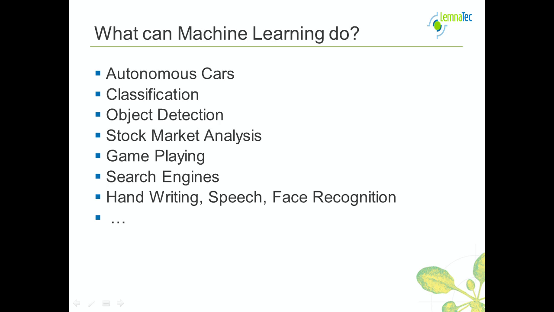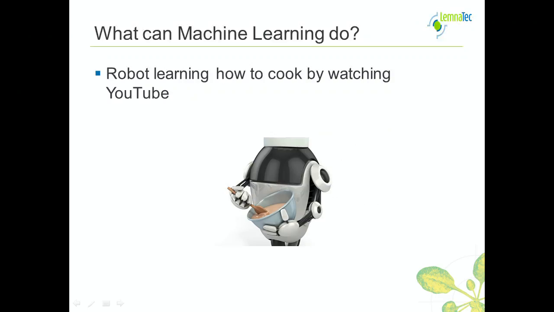Okay, how can machine learning help us? There are a lot of examples that, of course, everybody knows: game playing, search engines, recommendation systems, speech recognition, face recognition. Recently, a lot of machine learning algorithms have been used in autonomous cars. But something more interesting is that machines can even learn how to cook just by watching YouTube videos.